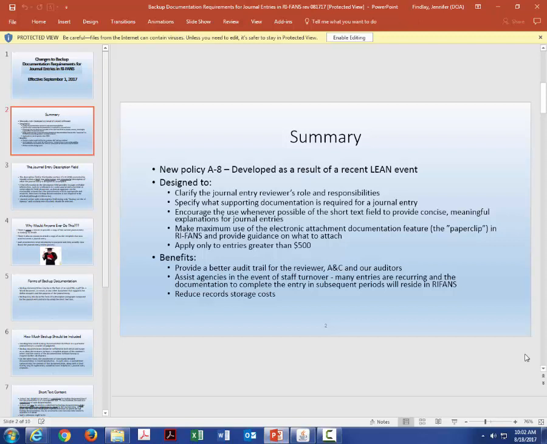The Office of Accounts and Control believes that adhering to this policy will provide a better audit trail for journal entry reviewers, for the Office of Accounts and Control, and for the state's auditors. It will also assist agencies in the creation of periodically recurring journal entries, especially in the case of staff turnover. Finally, it should result in reducing the volume of records in hard copy, with a consequent reduction in storage costs.